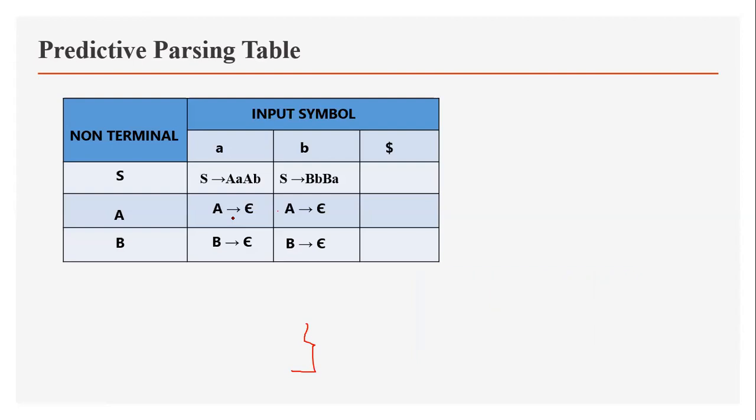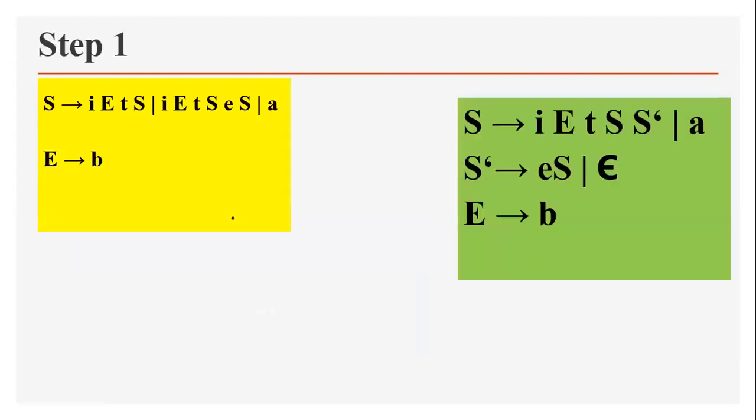Now we will move to one more example, that is S derives iEtSS', S derives a, E derives b. If you see the given grammar, iEtS and iEtSeS, that means it is not left factored, is it not? Because it is starting with a common prefix, we have to make it left factored. How to make it? You write the common part first, that is iEtS, then you include one new non-terminal, that is S'. And S' means the remaining, that is S' derives eS, and here nothing is remaining, so epsilon.